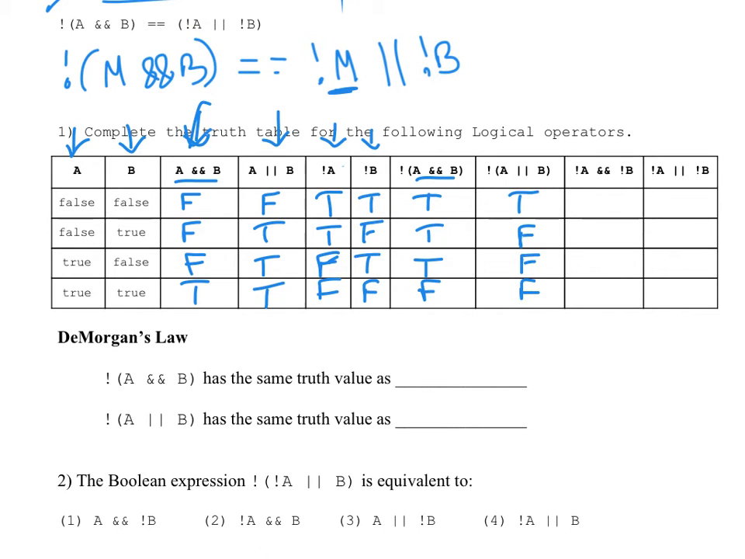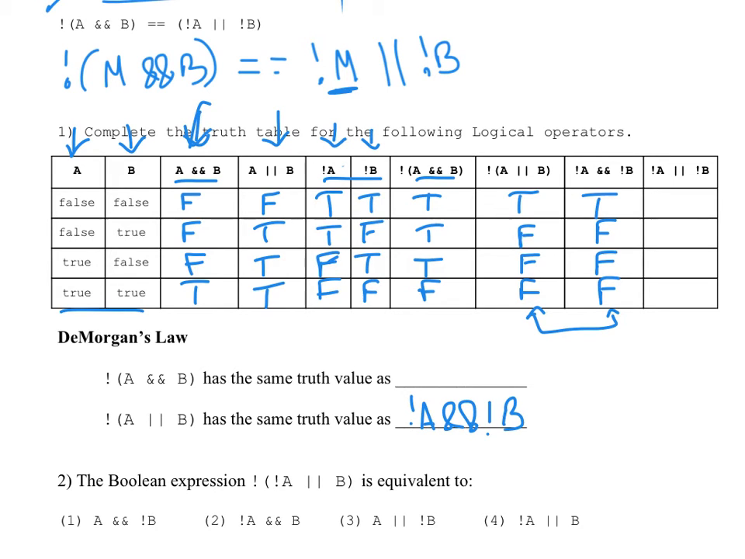Okay, so not A and not B, so I'm doing an and between these two. Remember, an and is only true when they're both true, so the top one's the only one that would be that. Now you see what just happened here? These two have the exact same truth value. So that means whatever I pick for A and B, their truth value is going to be exactly the same regardless. So not A or B is the same as not A and not B.